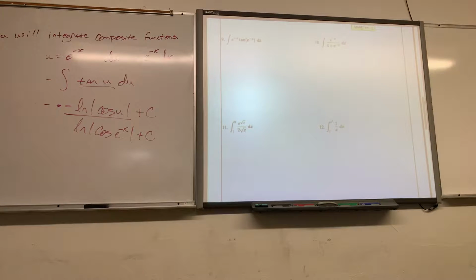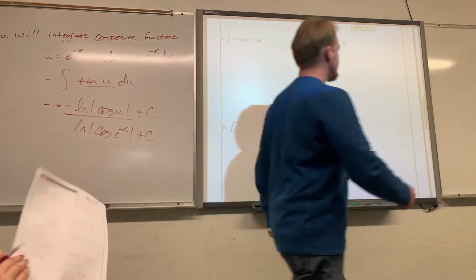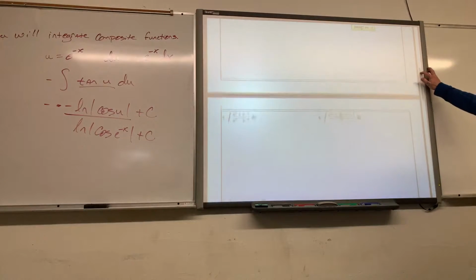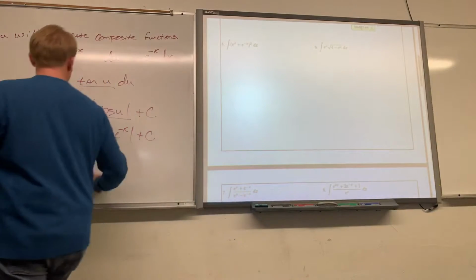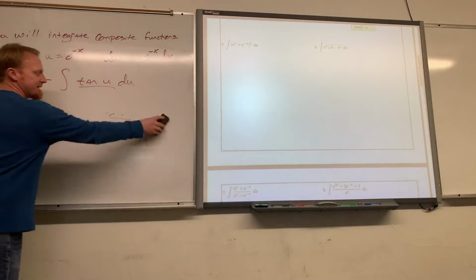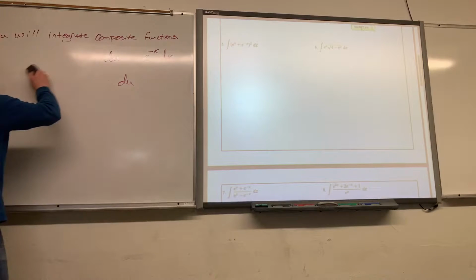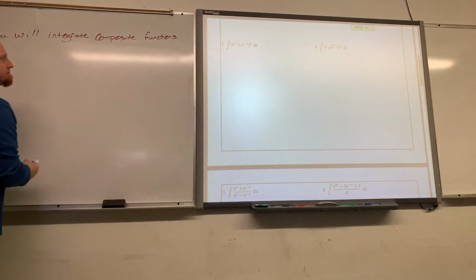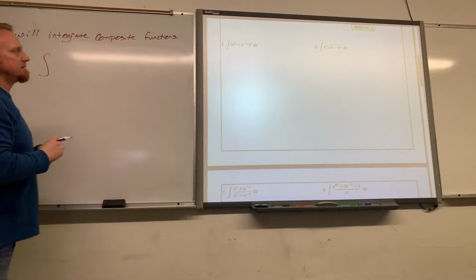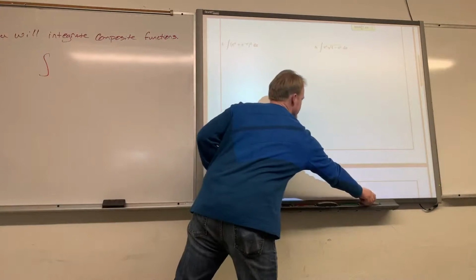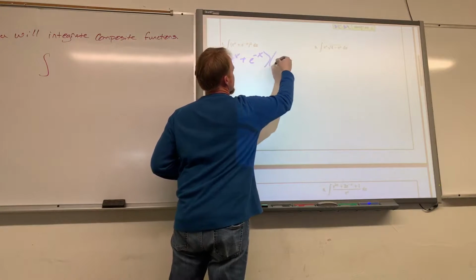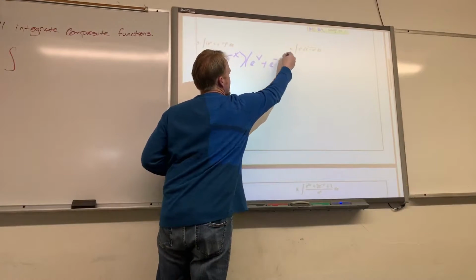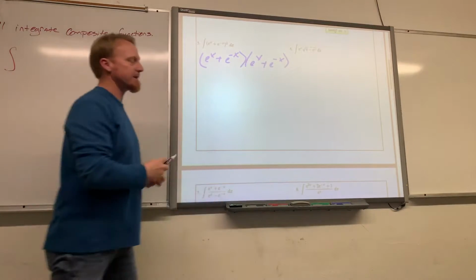Anything else? We're showing 5. Yeah, 5. Hopefully you got my hint that I sent out on Remind last night. What was my hint I said on 5? Multiply it out. So this is going to be e to the x plus e to the negative x times e to the x plus e to the negative x. I need to multiply that out.